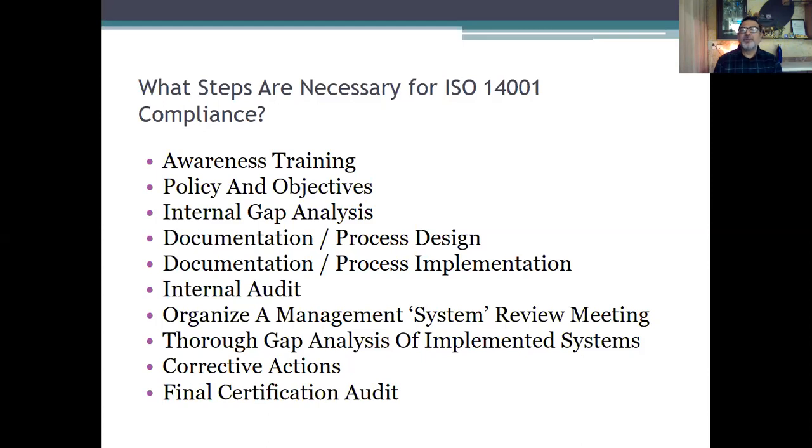Documentation and process implementation. Process or documents developed in the earlier step should be implemented across the organization, covering all the departments and activities. The organization should hold a workshop on the implementation as per applicable ISO standard requirement.